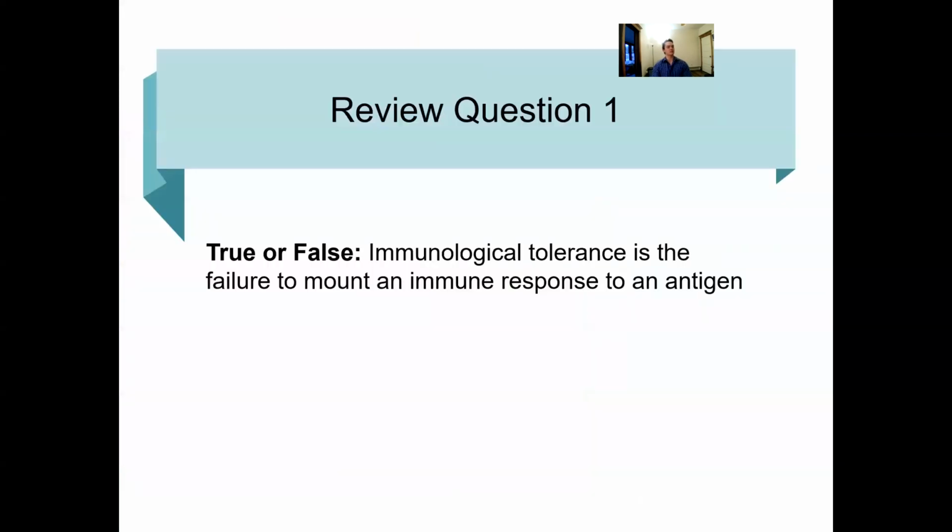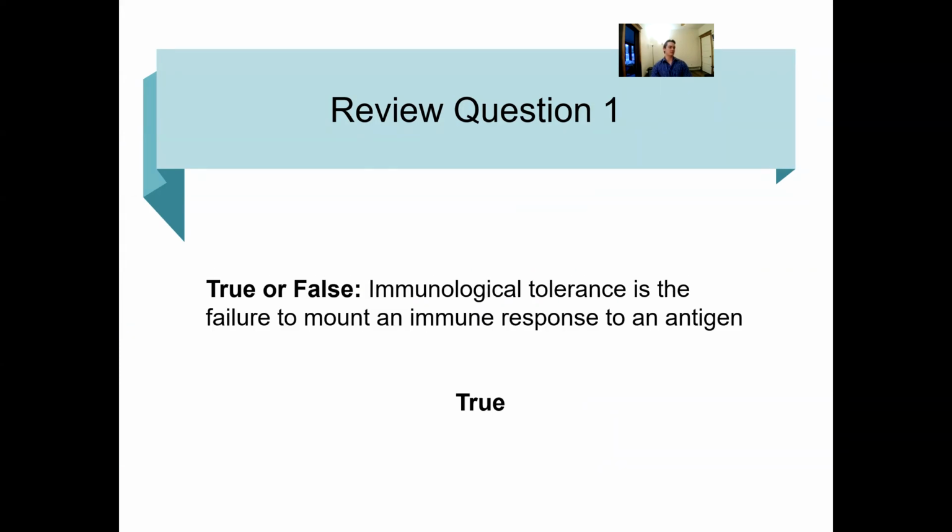So let's do some review questions today. Just a quick little true and false here. True or false, immunological tolerance is the failure to mount an immune response to an antigen. I'm going to give you guys a couple of seconds. Pause the video if you need some more time. So the answer here is true.